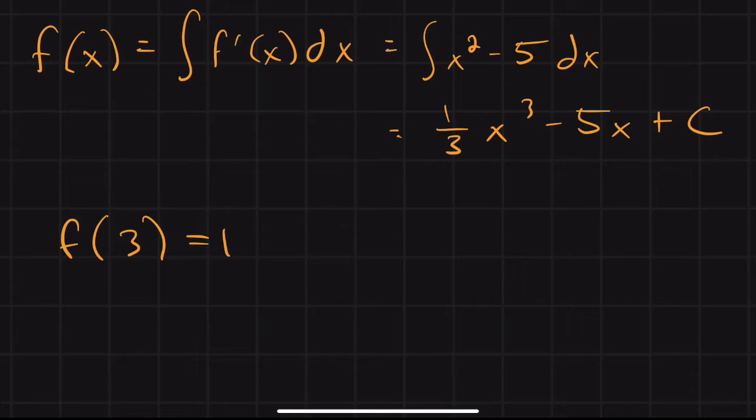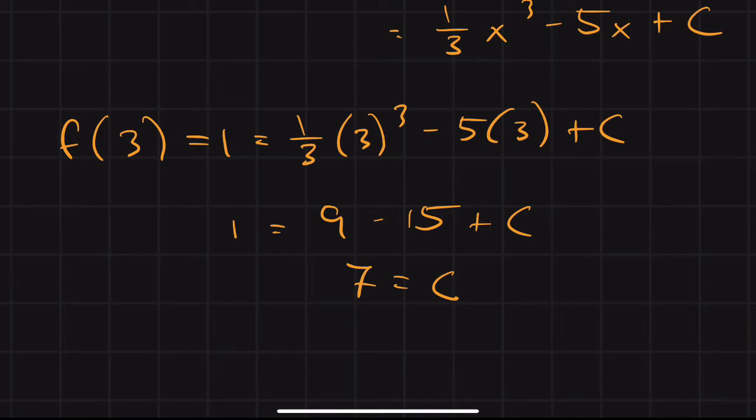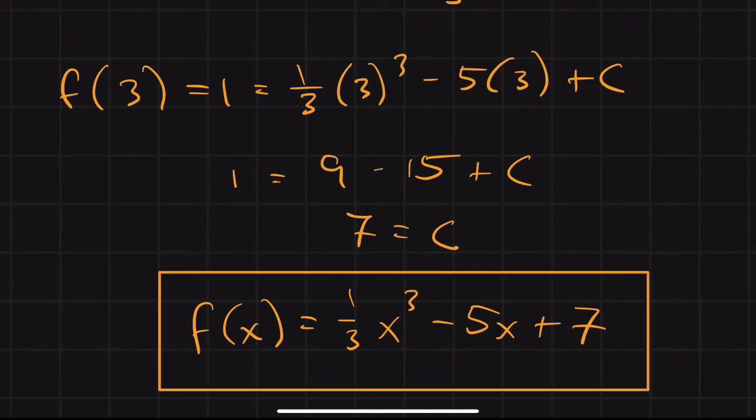Now we can use the initial condition that was given, that f of 3 is equal to 1. Rewrite the f of x formula that you just found, replacing all the x's with 3's. That means that we'll have 1 is equal to 9 minus 15 plus c. 9 minus 15 is negative 6, and if you add 6 to both sides, you'll get 7 is equal to c. Now rewrite the f of x formula, substituting in 7 for the c. That would give us f of x is equal to 1/3 x cubed minus 5x plus 7. And that is your final answer.